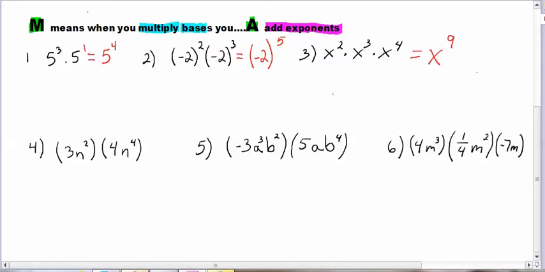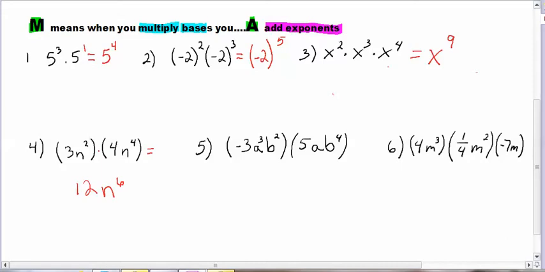Okay, the next one. Now, remember, numbers go with numbers and letters go with letters. On this, I have a 4 and a 3. They go together, and it means multiplication. 4 times 3 is 12. Then I look at my base. My base is n. Do I have the same base here? Yes, they're both n's. And now I'm going to add my exponents. 2 plus 4 is 6. So my answer is 12n to the 6th.